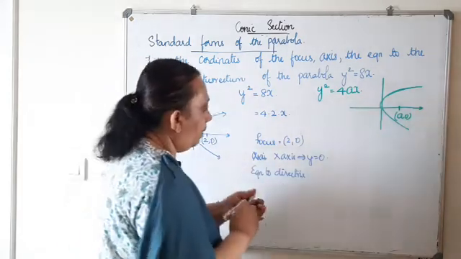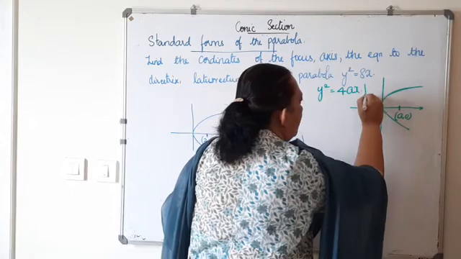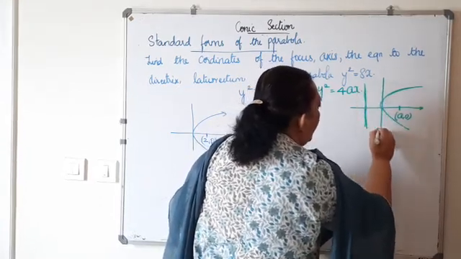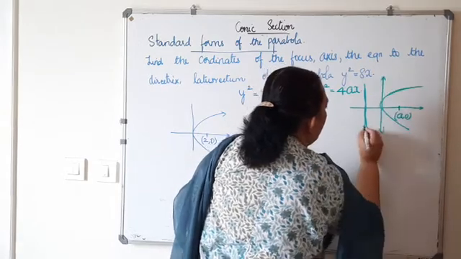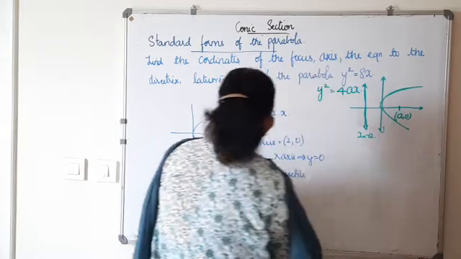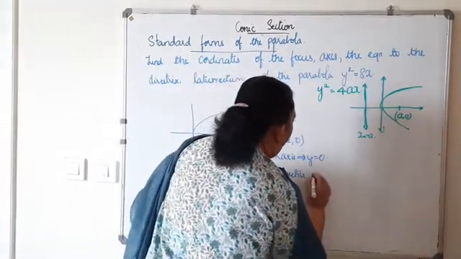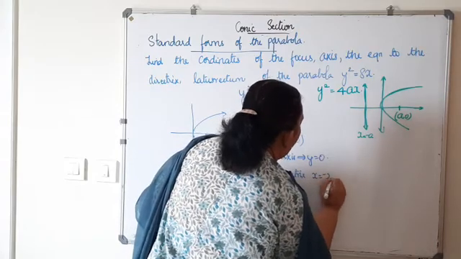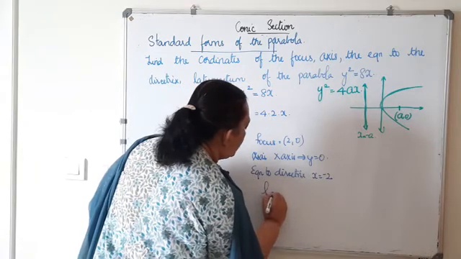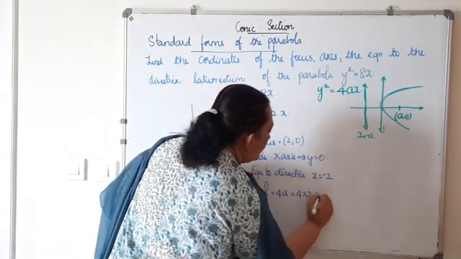Now in the standard form of the parabola, you know that the directrix is at a distance of a, that is on the opposite side of the y-axis. So this is equal to x is equal to minus a. So equation to the directrix is x is equal to minus 2, and the length of the latus rectum is equal to 4a, that is 4 into 2 is equal to 8.